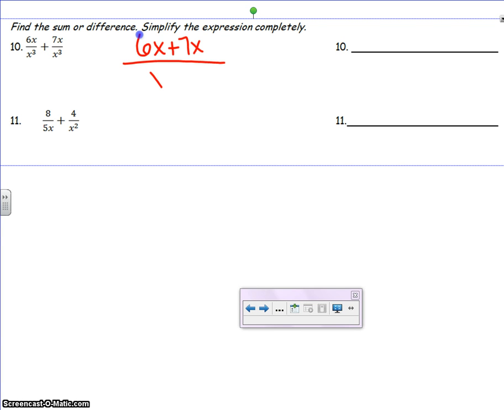Remember our fraction rules, it does not change. 6x plus 7x is 13x over x to the third. A lot of people had this as their answer. We're excited to see that you're on the right track, but we want it all the way simplified. X over x to the third is going to reduce, so the final answer is 13 over x squared.